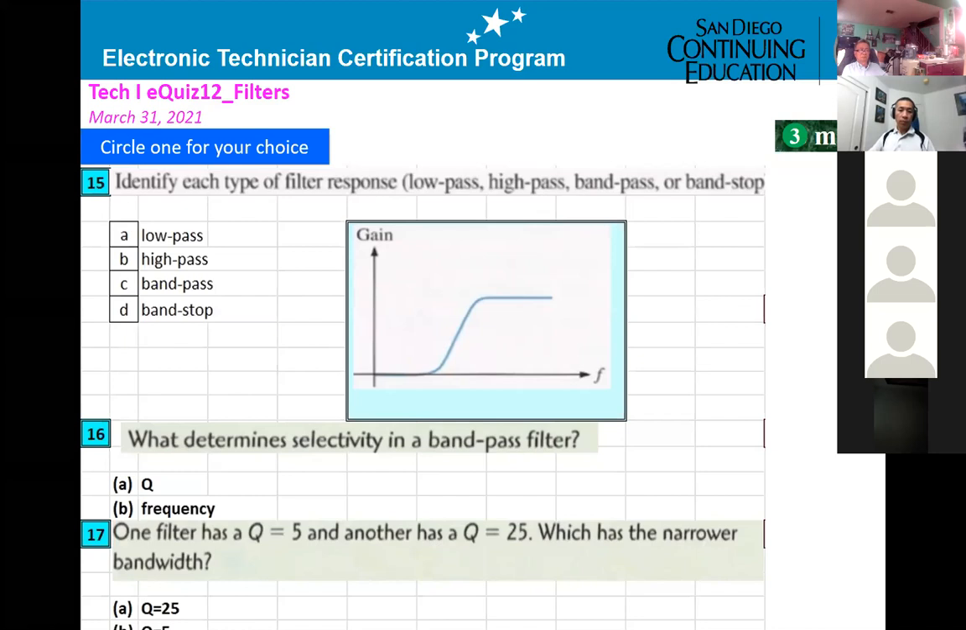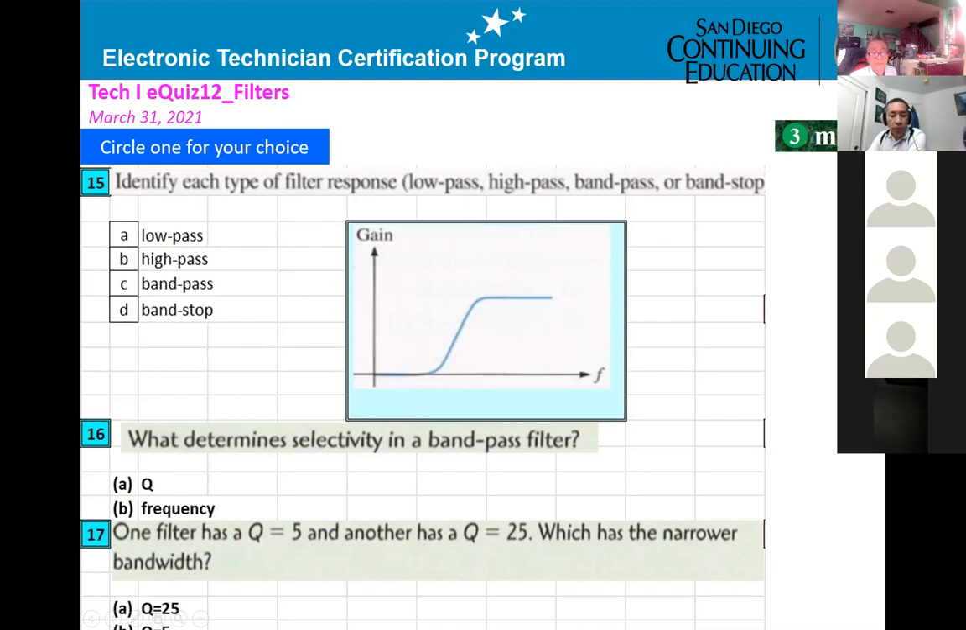Any way to decrease the screen, please? No, I cannot. Let's see. No.